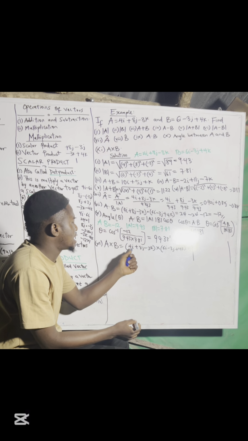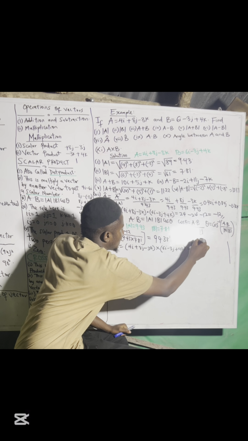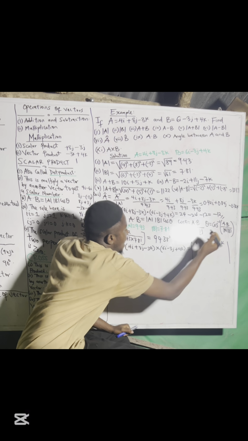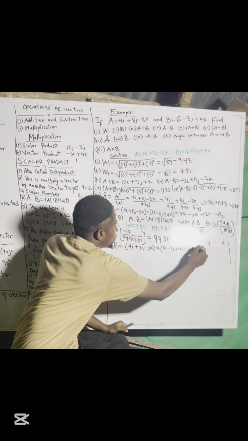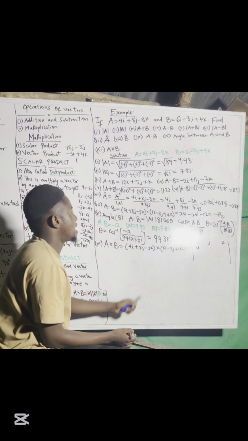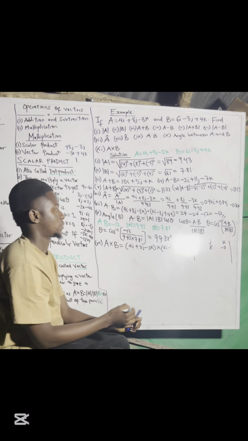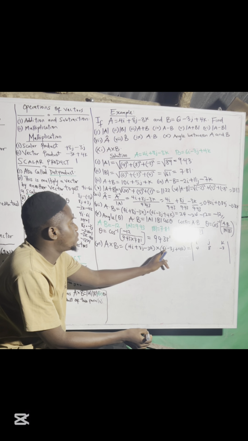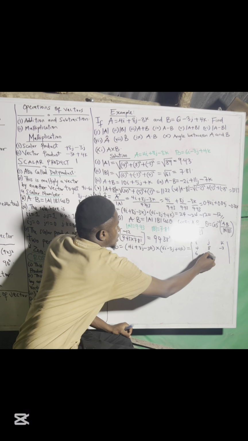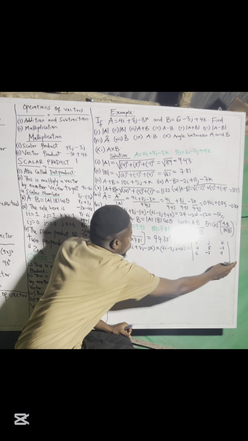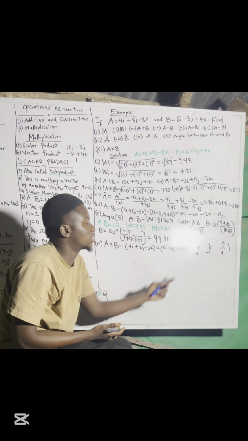So you will see that in the two vectors we have ijk, ijk. So here I'm going to write I, J, K in the first row. The coefficient of I is 4, you will write it here. The coefficient of J is 8. The coefficient of K is minus 3. If we also come down here, the coefficient of I in the second vector is 6, the coefficient of J is minus 3, and the coefficient of K is 4. So we have turned this vector into the 3 by 3 determinant matrix.